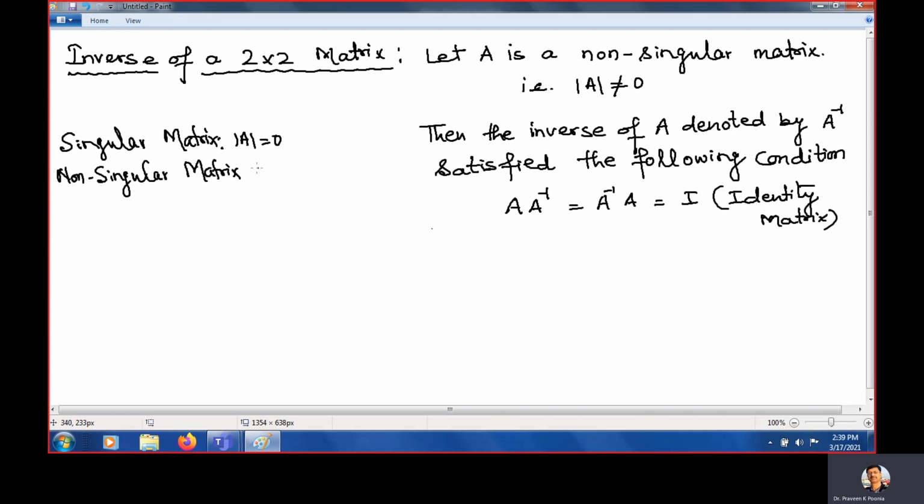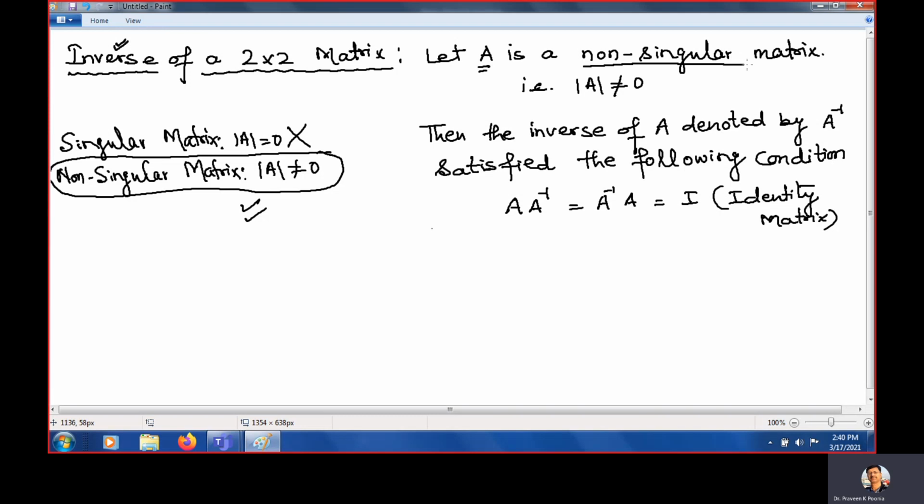What is the condition for a non-singular matrix? That the determinant of A is not equal to 0. So the important thing is that the inverse of a 2 by 2 matrix exists only for a non-singular matrix. This you need to remember. If a matrix is singular, we cannot find its inverse. So what is the condition? Let A be a non-singular matrix. This is the primary condition. The matrix should be non-singular. Non-singular means the determinant of A should not be 0.